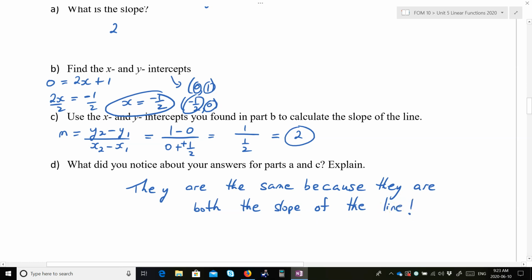Okay, so we've got 3a as being 2, b we've got negative 0.5 comma 0 for the x-intercept, 0, 1 for the y-intercept, and 3c gives us 2. And then 3d says they are the same. This shows that the slope of the line is the same as the m value. Okay, nice. And I'm going to pause here for a second.